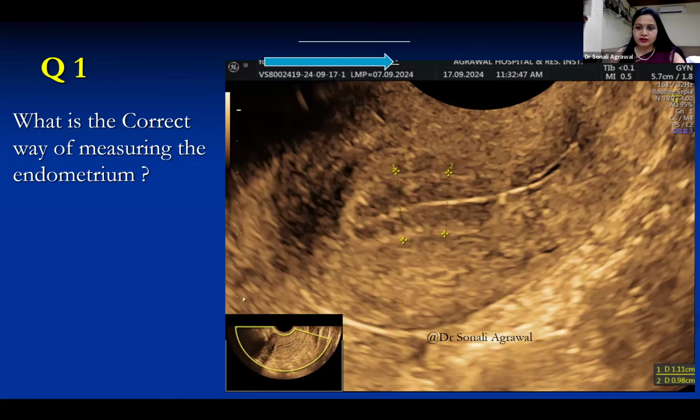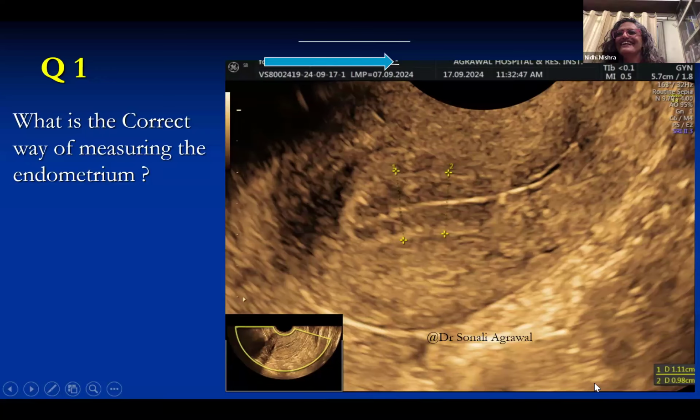So this is our question. This is the image which is taken to measure the endometrial thickness. So what is the correct way of measuring endometrium? Dr. Nidhi? Yeah. The correct way of measuring the endometrium is to measure it in a perpendicular plane at where the thickness is maximum, from the border of the myometrium and endometrium on both the sides, from one border to the other. From one endometrial myometrial junction to the other endometrial myometrial junction, in a perpendicular plane, and at the site of maximum thickness of endometrium.